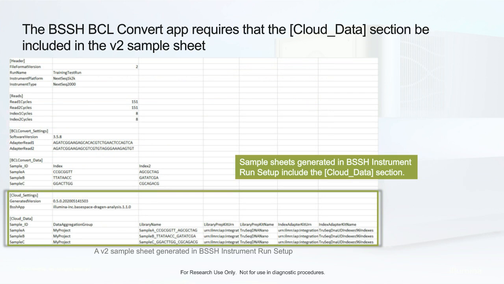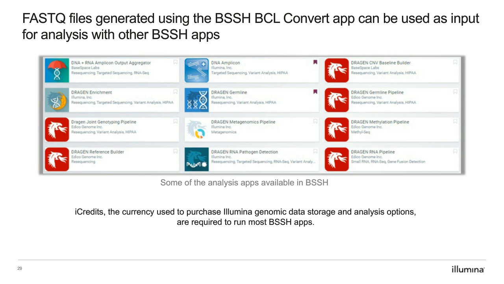Okay, so also to use BCL Convert to requeue, you're going to use a V2 sample sheet generated using the BaseSpace instrument run setup. And in this case, because it is BCL Convert on the cloud, the cloud settings, or the cloud data section, has to be included. So here are some of the BaseSpace DRAGEN apps that can be used once you have the FASTQ files generated by the BCL Convert app. Again, note that to run these apps, a BaseSpace subscription and iCredits will be needed. Also note that when you make a selection for one of these apps, so let's say you select the DRAGEN Germline app, you will have the option to select the different versions that are available on BaseSpace.